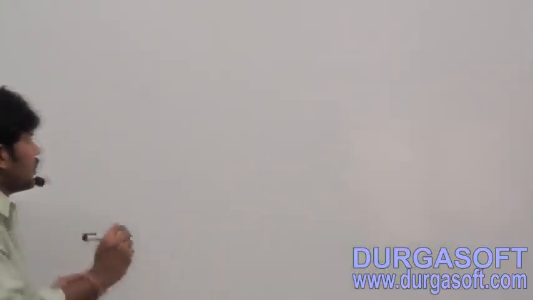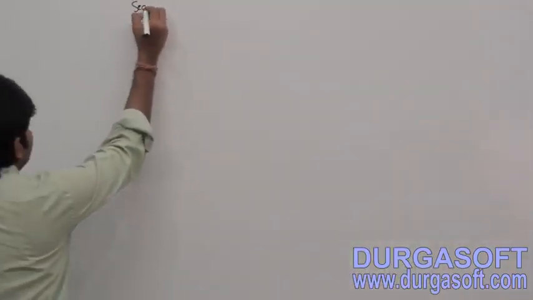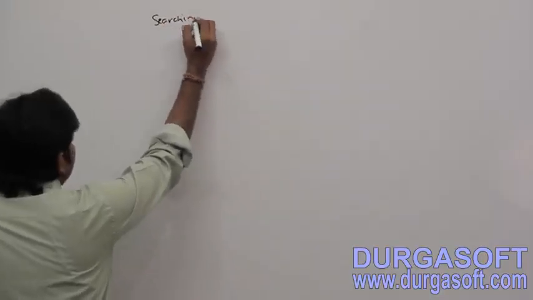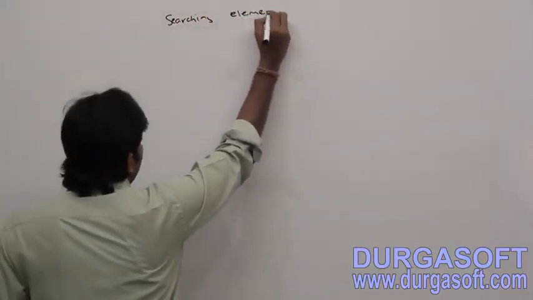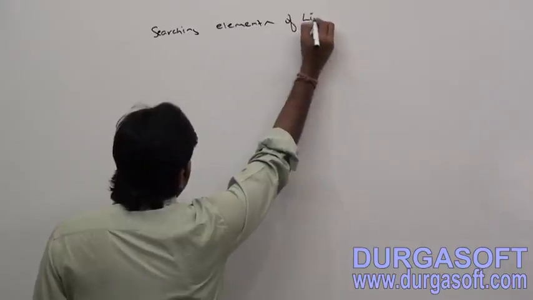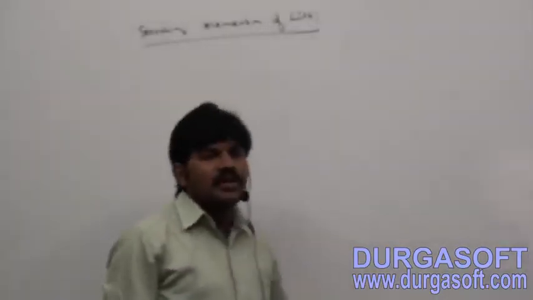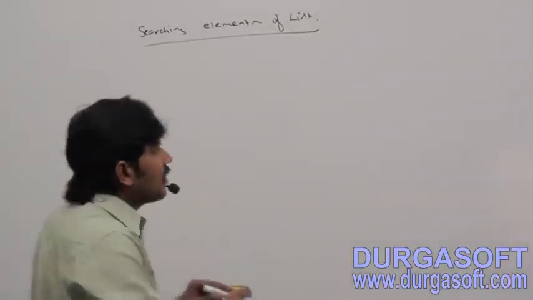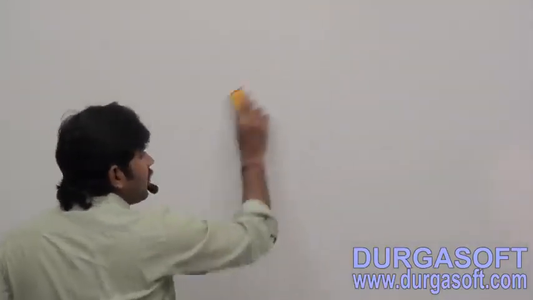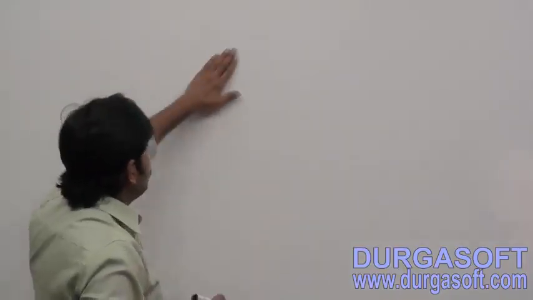Keep the subheading: searching elements of a list. Okay, sir, I want to search whether a particular object is present in the ArrayList or not, or present in the LinkedList or not. I have to search. Make sure you are aware that internally the search method uses which algorithm?